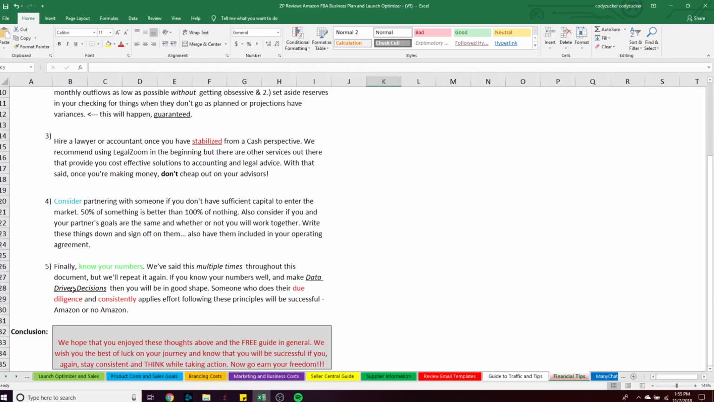Number 4, consider partnering with someone if you don't have sufficient capital. You see this a lot in a lot of other types of businesses. So I would say definitely keep it in mind. I mean, you may not have somebody that you want to partner with. If that's the case, then keep an eye out. You should never force a partnership.